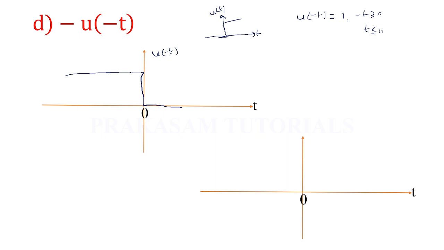Now here we want to find minus u of minus t. This is the positive y-axis, plus u of minus t, and this is the negative y-axis, minus u of minus t. We can find minus u of minus t by folding the signal u of minus t about the horizontal axis, and this is the horizontal axis. Folding this signal about the horizontal axis, we get the graphical representation of minus u of minus t.